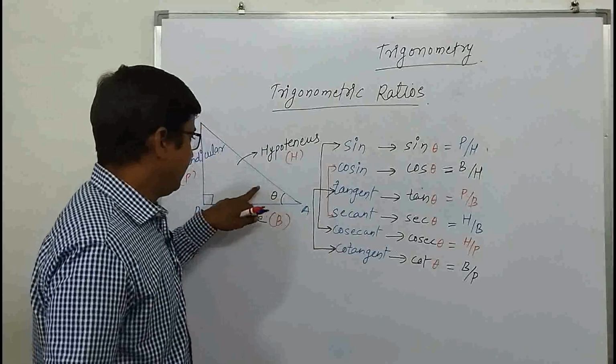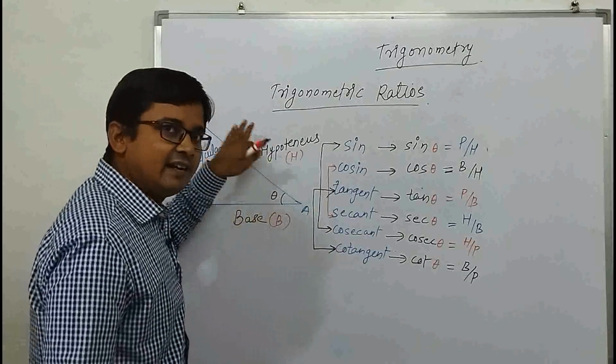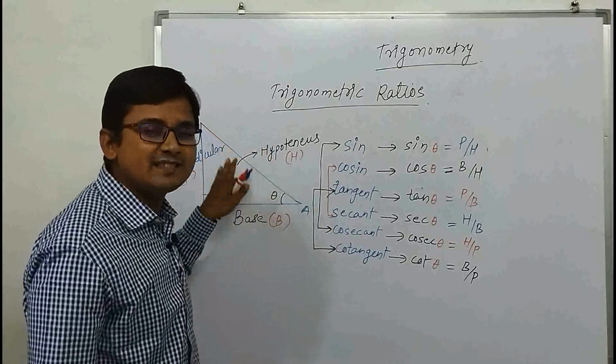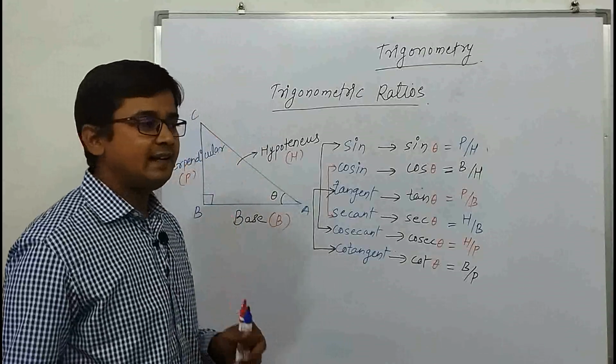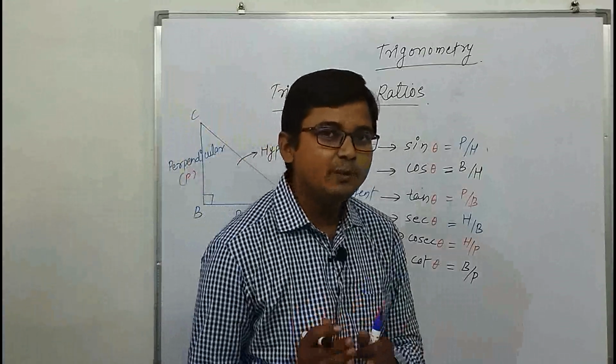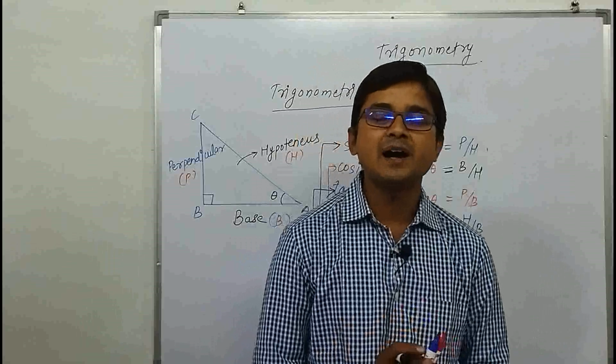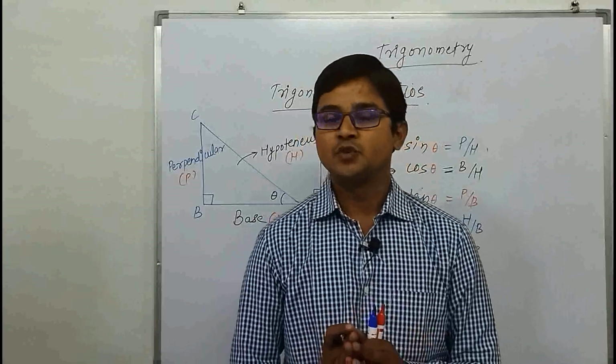So these are the 6 trigonometric ratios, the relationships established between angle theta and the sides of the triangle, and these ratios will be used in the application part of trigonometry.